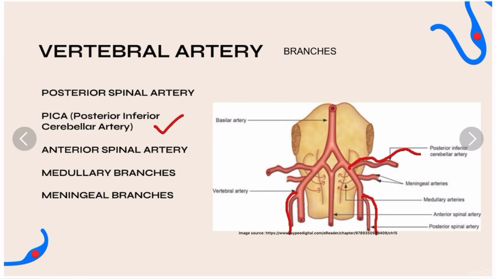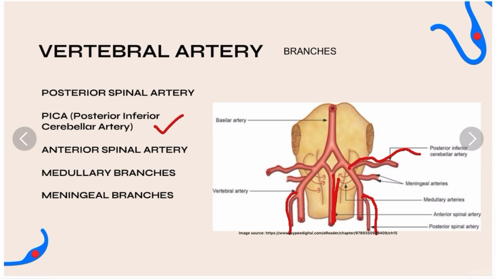Before that, during its course, it supplies the medulla, the lower part of the pons, and it also reaches the cavity of the fourth ventricle and supplies the choroid plexus in the fourth ventricle. And finally, it reaches the cerebellum. So the posterior spinal artery, then the PICA, then we have the anterior spinal artery, where the arteries from both sides unite to form a single anterior spinal artery. Then we have smaller branches, the medullary arteries as well as the meningeal arteries. So these are the 5 main branches of the vertebral arteries.